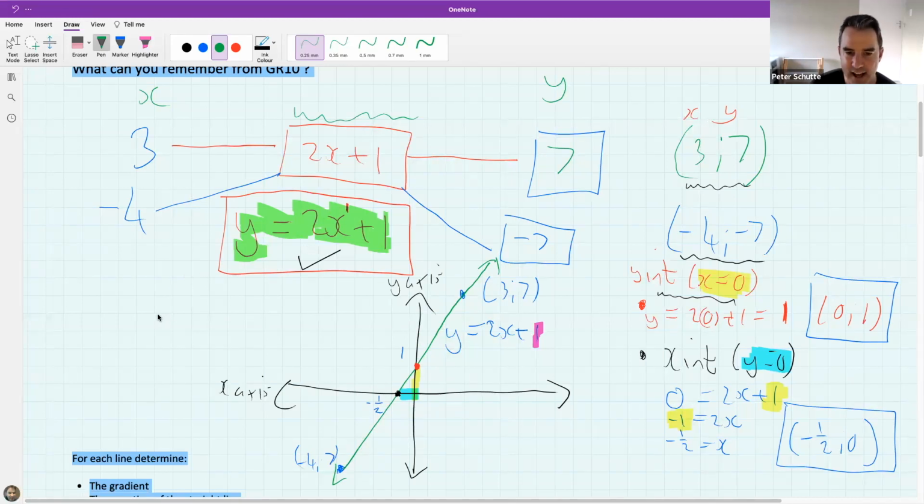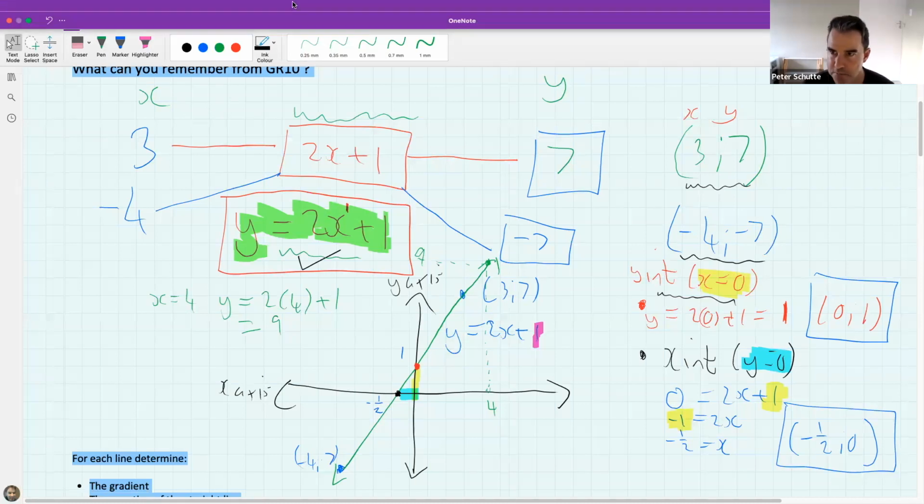So let's say I take the point x is 4, which is probably going to be down here somewhere. If I put that into my rule, I get 2 times 4 plus 1, which is 9. And so then I know another point on my line would be (4, 9). You can get many other points on this line by plugging in an x value and getting out a y value, as long as you use the original rule.